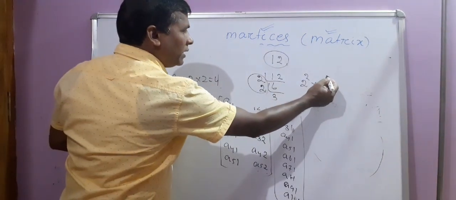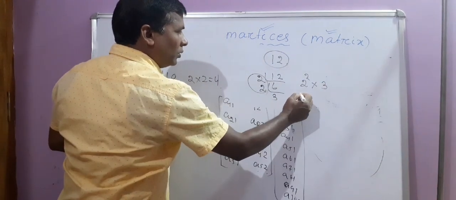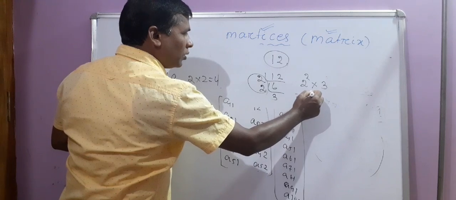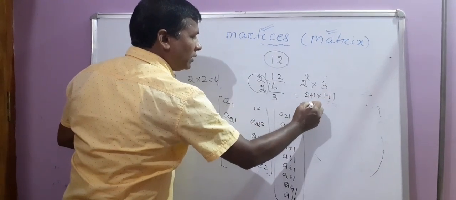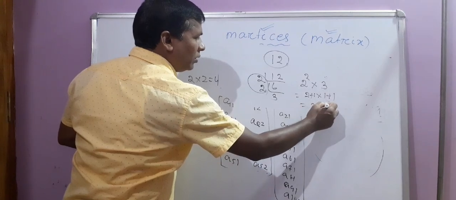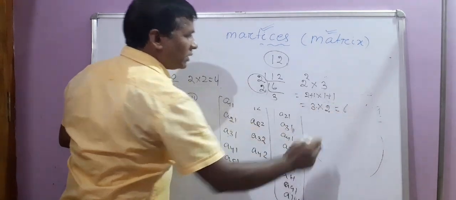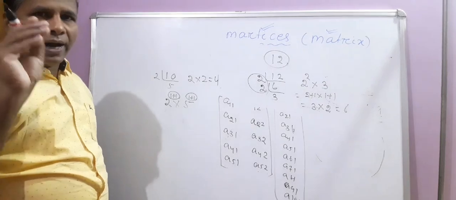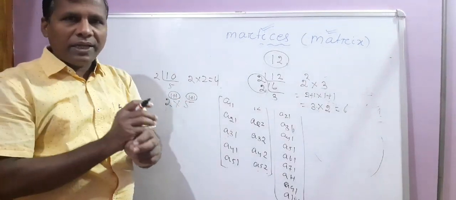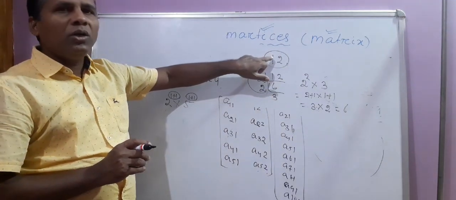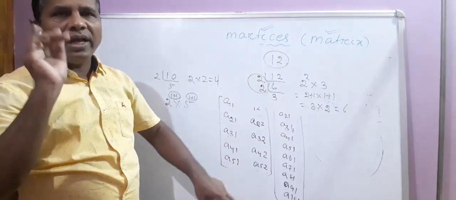So the power of 3 is 1, the power of 2 is 2. That is 2 plus 1 into 1 plus 1. That is 3 into 2, which is 6. We can arrange 6 different orders of matrix by using 12 elements.